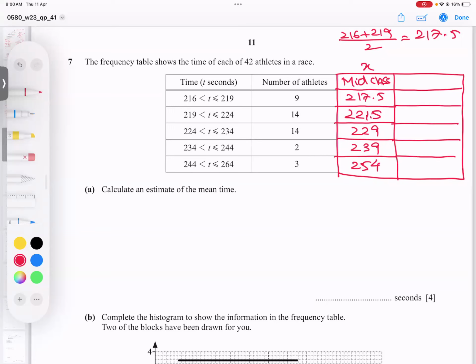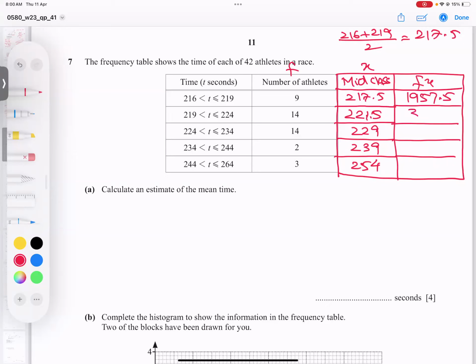So this is called FX. What is the column name? FX. Actually, this is called the number of athletes. It's called frequency. This is F. So F and X multiply. So this will multiply with 9: 217.5 multiplied with 9. So it will give me 1957.5. So why am I doing so? If you're comparing your working with my working, at least you understand where your mistake is, if it is not matching.